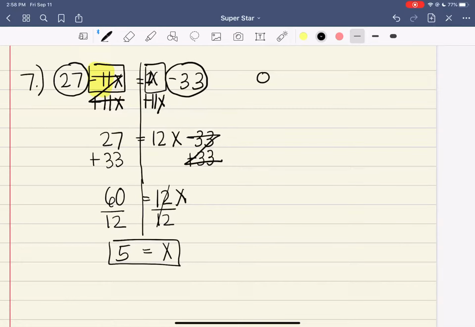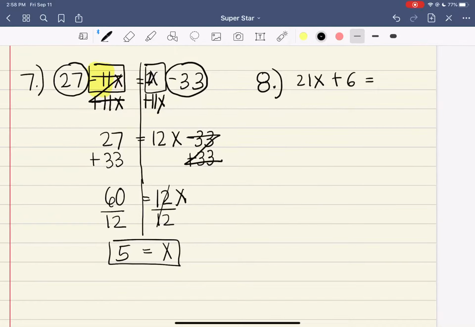All right, moving on to number 8. Number 8 reads 21x plus 6 equals 17x minus 26. Almost ran out of room. So go ahead and circle and box. Box our variable, circle a constant, draw a line on the equal sign. Box a variable, circle a constant.